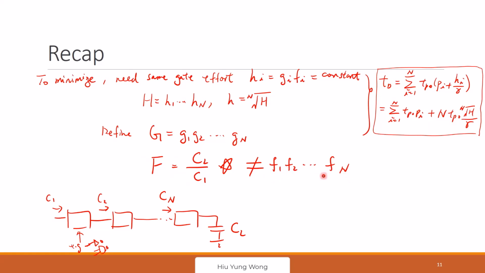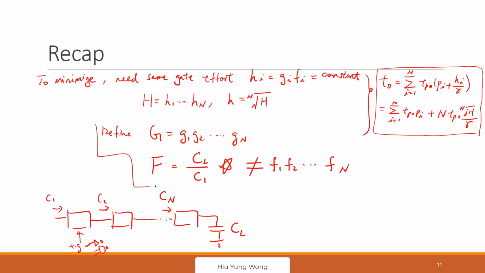Now, let me go back to here one more time. You see this one reduces to the inverter equation because p_i is equal to 1. If that is the case, this becomes n times p0, and then G is equal to 1. So this is just capital F.